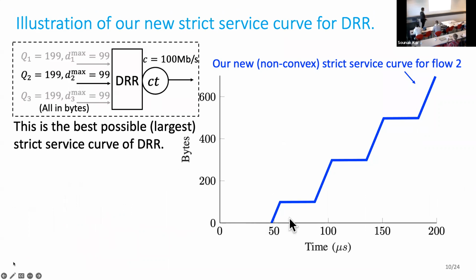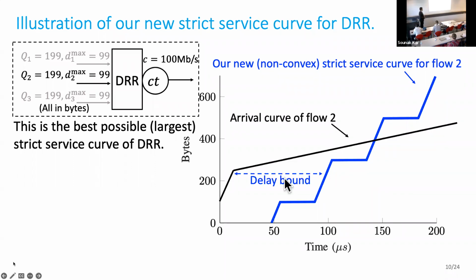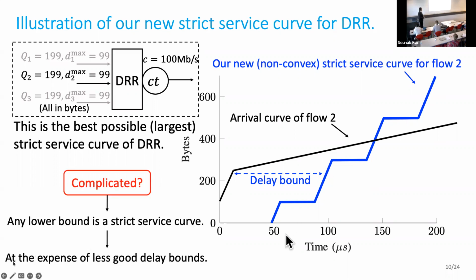Here in this example, I have plotted our novel strict service curve for DRR, which is a non-convex strict service curve. We show that it is tight, meaning that it is the largest strict service curve for DRR, of course, with no assumptions on the interfering traffic. Then if we know an arrival curve for the flow of interest, we could then compute a delay bound. Since it's non-convex, it might be complicated to use in the tools that we have now. In fact, any lower bound to this blue curve is a valid strict service curve, and can be used to derive valid delay bounds, but the result would be less good.